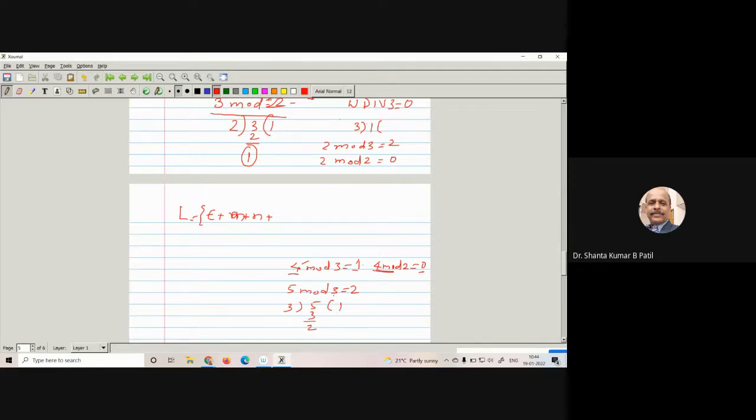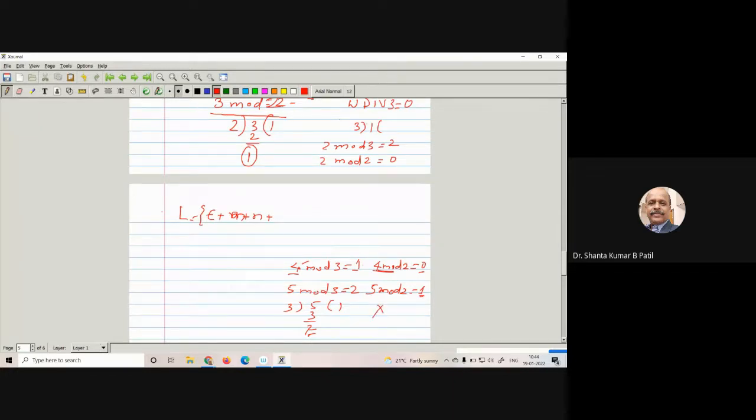Therefore, 5 mod 3 is equal to 2. And 5 mod 2 is equal to 1. Therefore, 2 is not equal to 1, so it is wrong. Even 5 is also not possible.